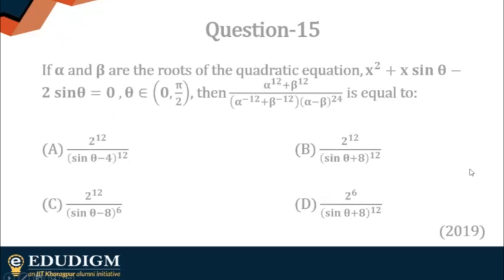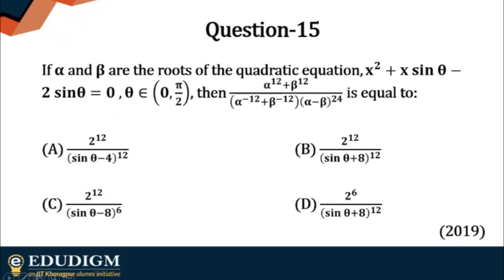All right. So this is question 15. Again, you have quadratic equations, alpha and beta being the roots of the quadratic equation that you have been provided here. Just take care of two things. First of all, there's a restriction on theta, which will lie between 0 and pi by 2. And also, you have the expression whose value you are supposed to find out.